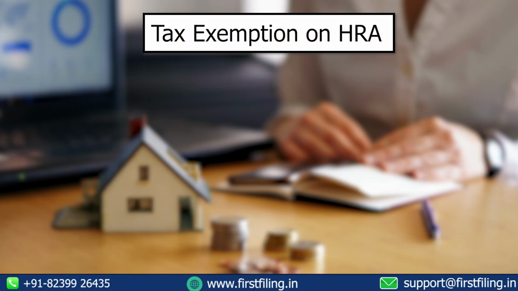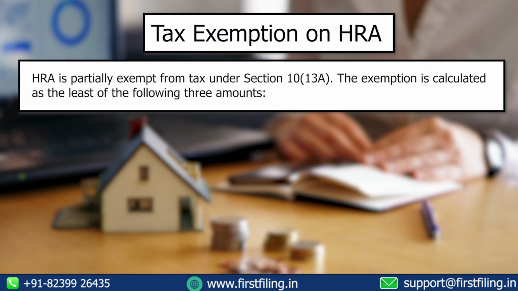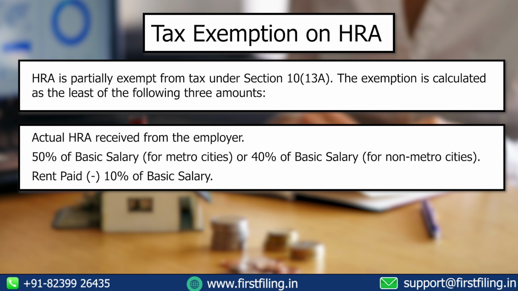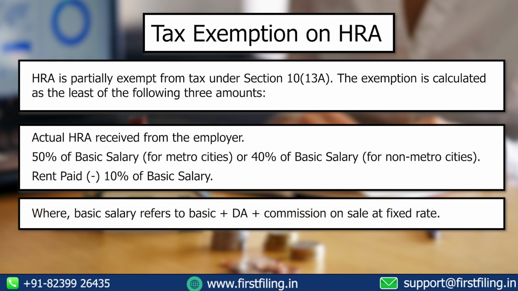Tax exemption on HRA. HRA is partially exempt from tax under Section 10(13A). The exemption is calculated as the least of the following three amounts. Number 1. Actual HRA received from the employer. Number 2. 50% of basic salary for metro cities or 40% of basic salary for non-metro cities. Number 3. Rent paid minus 10% of basic salary, where basic salary refers to basic plus DA plus commission on sale at a fixed rate.